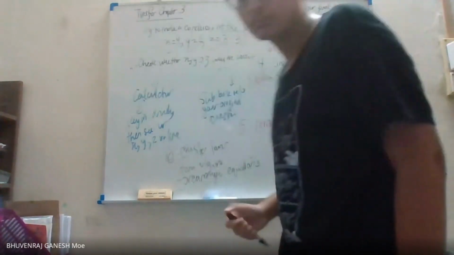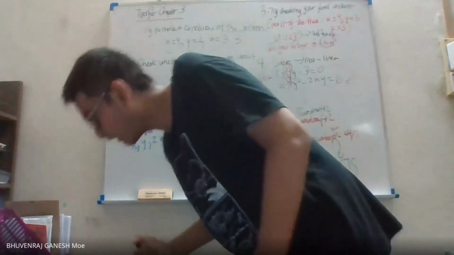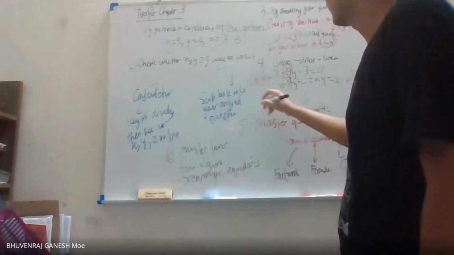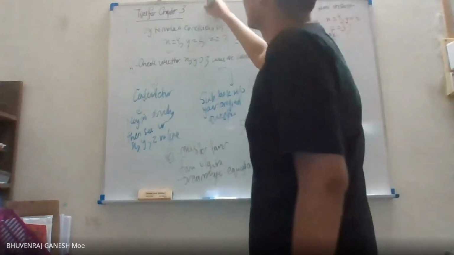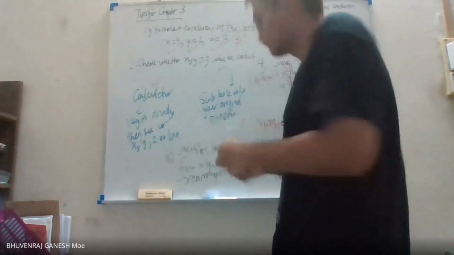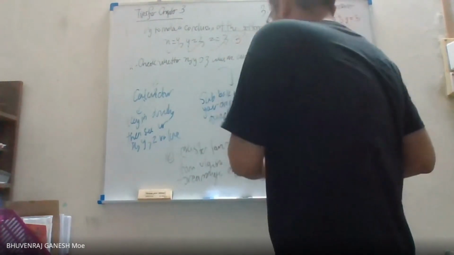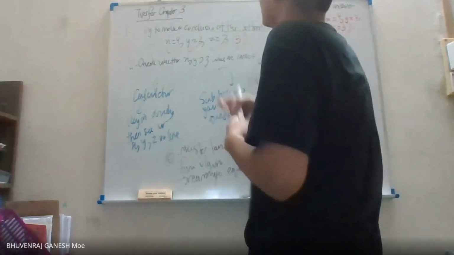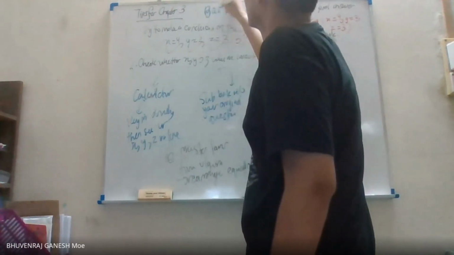And then the seventh one is, basically, this chapter is a basis for a lot of other chapters in maths, if you realize. So that's why they put it in chapter 3. They put it at the front for a reason.